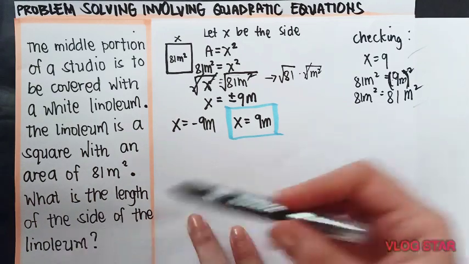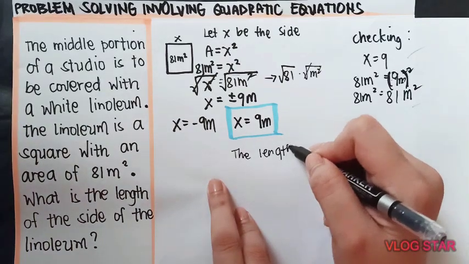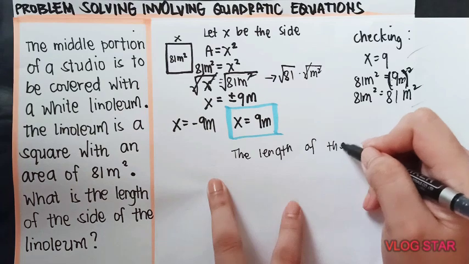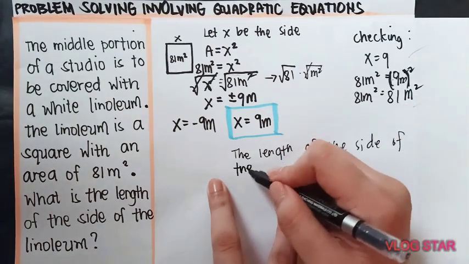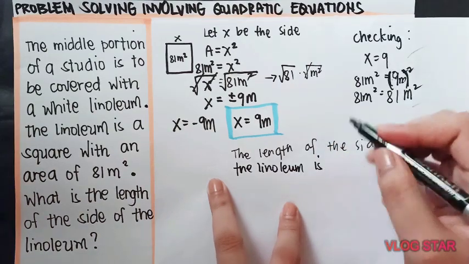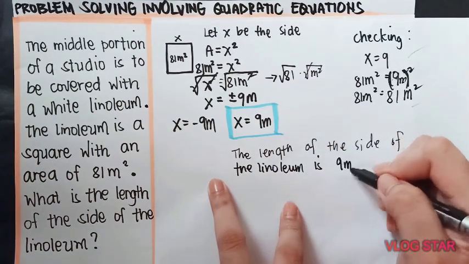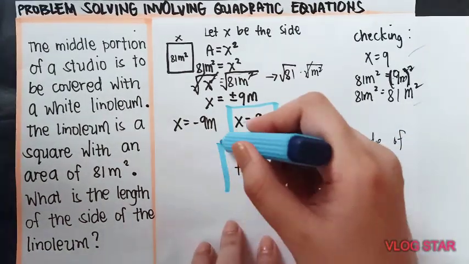So we can say as our conclusion, since it is asked what is the length of the side of the linoleum, we can say that the length of the side of the linoleum is 9 meters. So this is our answer.